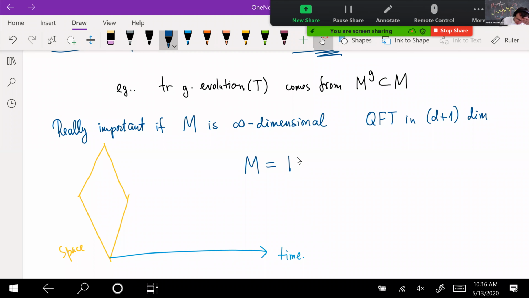This is like maps from space to some set of configurations X. This is the configuration space at a point, which we'll talk about more. For now, we should think of this as the configuration space at the point.